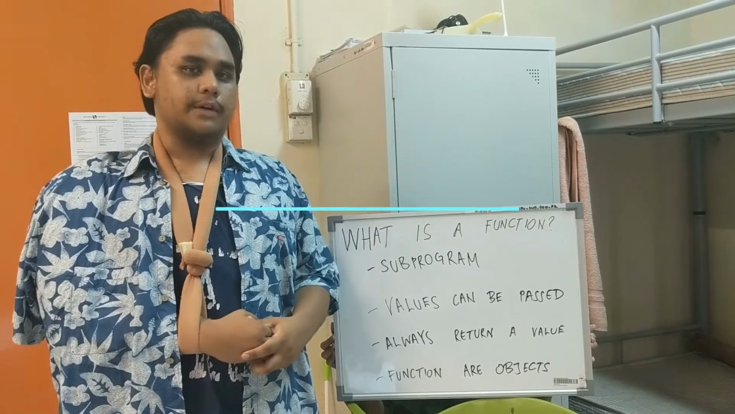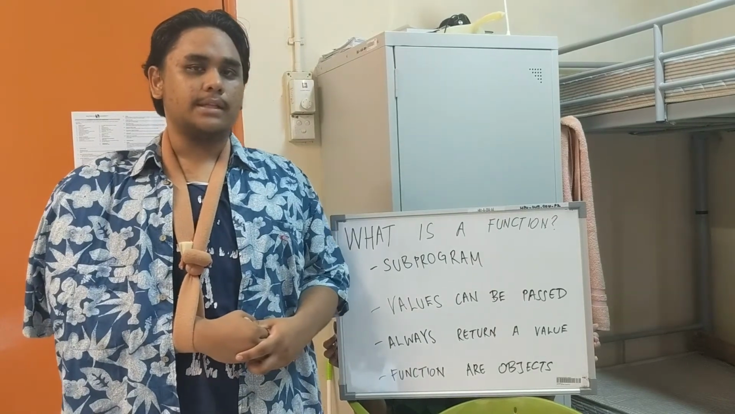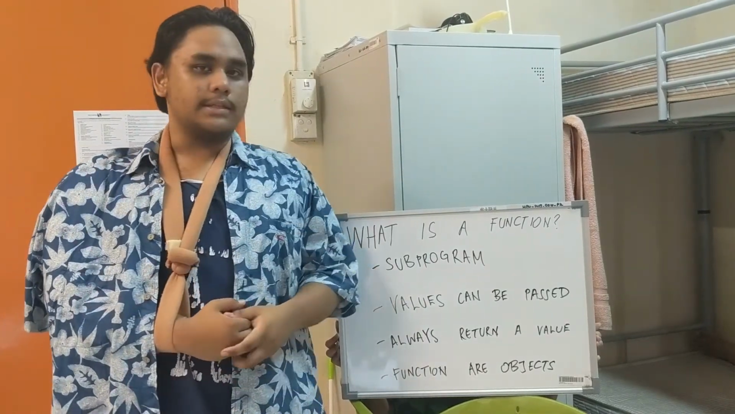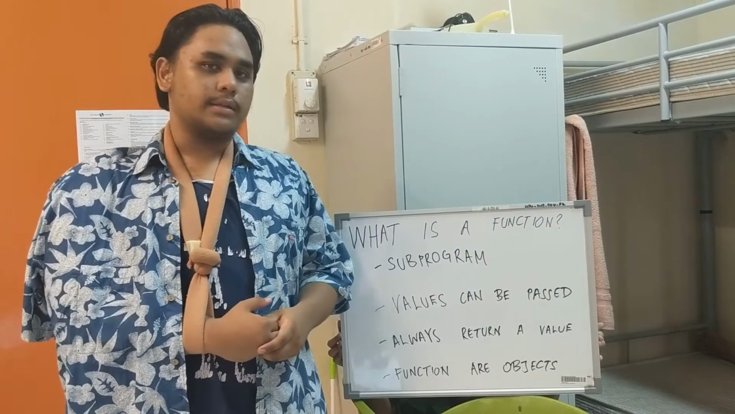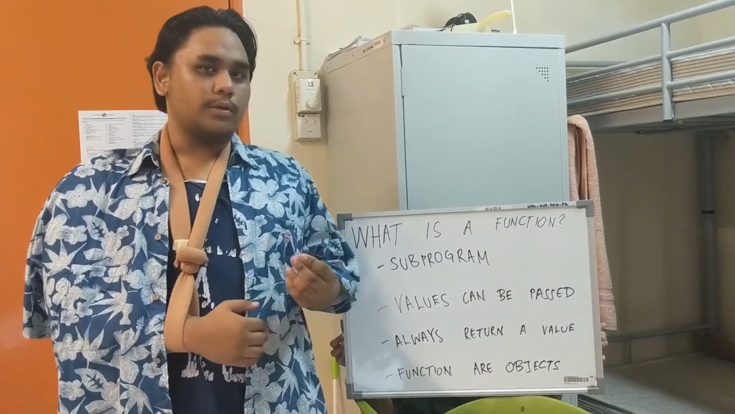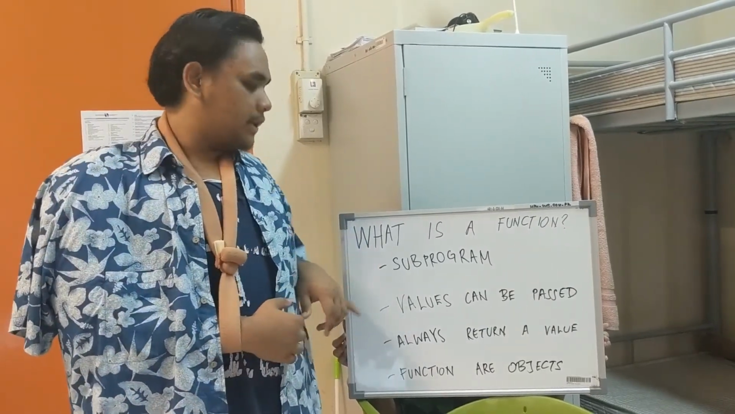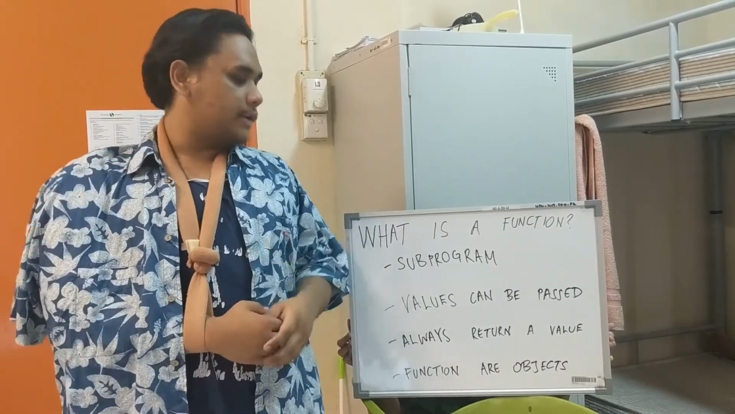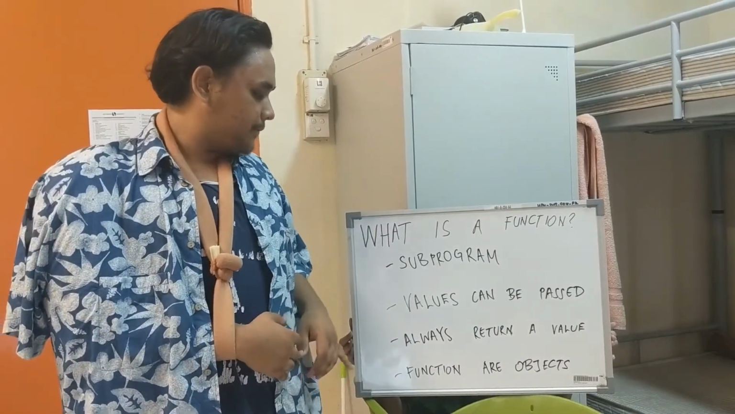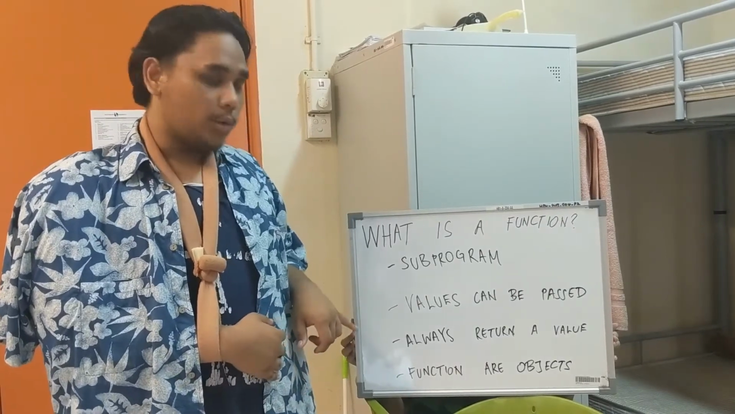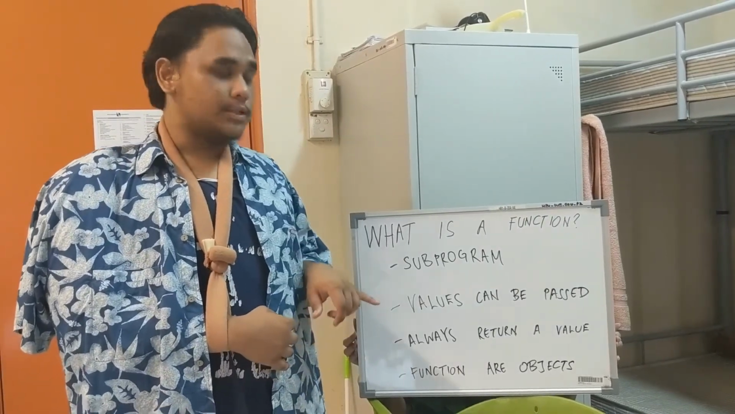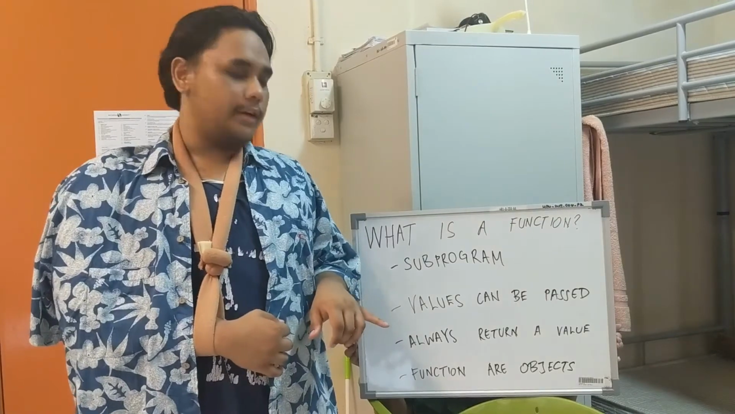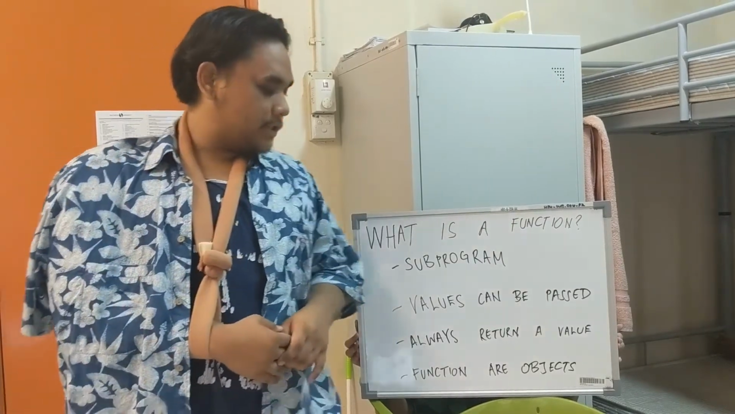First of all, what is a function? A function is basically a subprogram that is designed to perform a particular task. A function can be invoked when called. Second of all, values can be passed in a function. Third of all, a function always has a return value. When there's no return value, it is undefined. Last of all, functions are objects.